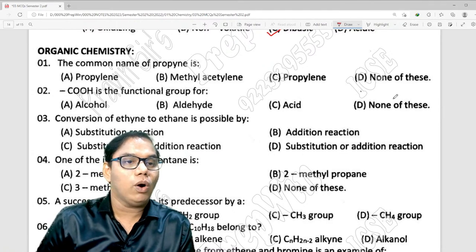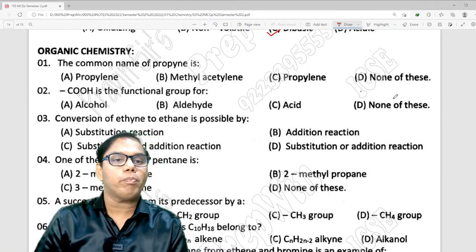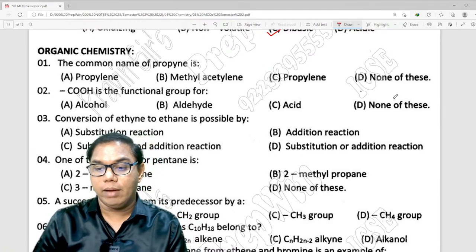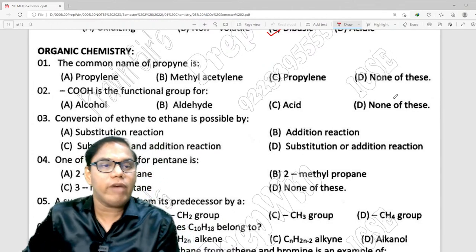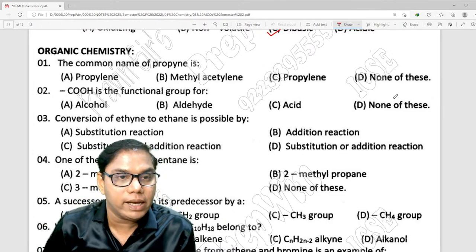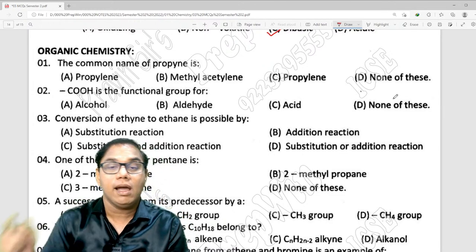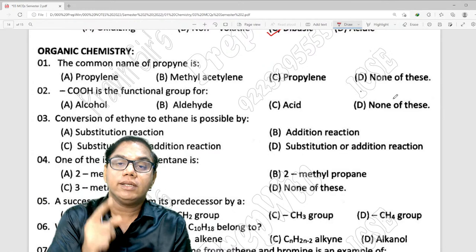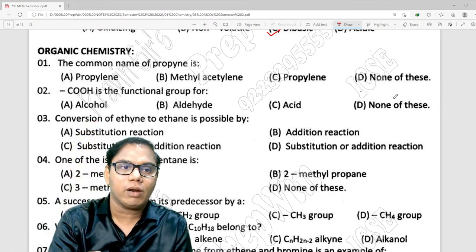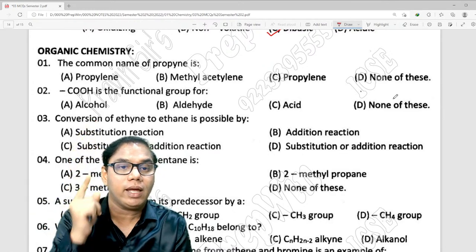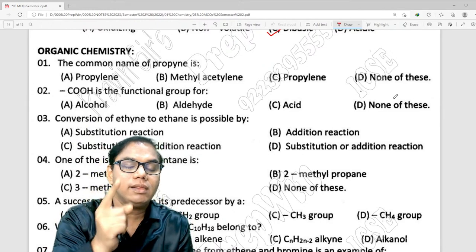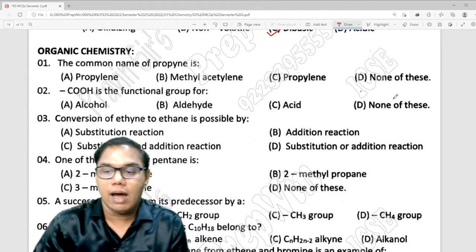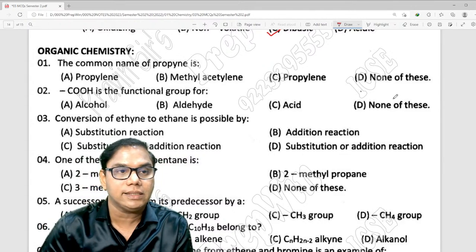Okay, chalo. Common name for propyne. If you remember, ye bhi PDF already hai. When I took this chapter, IUPAC nomenclature, I gave the common names. Page number 1 par jitne bhi common names the, learn them properly. They are definitely going to come in the examination.